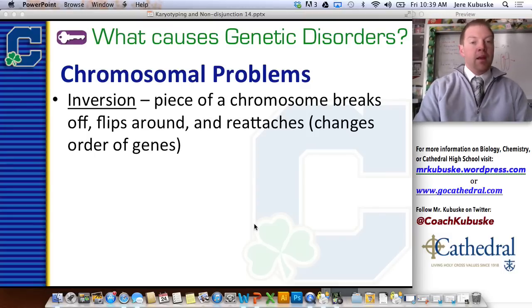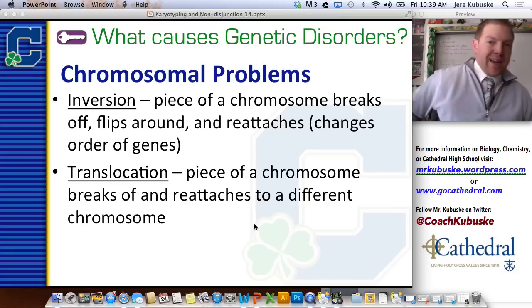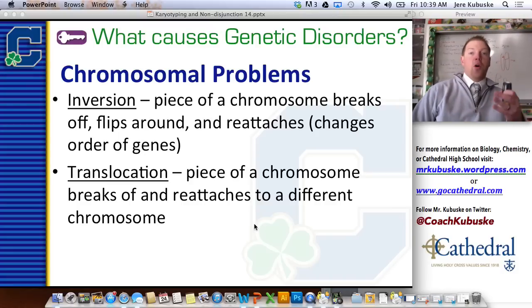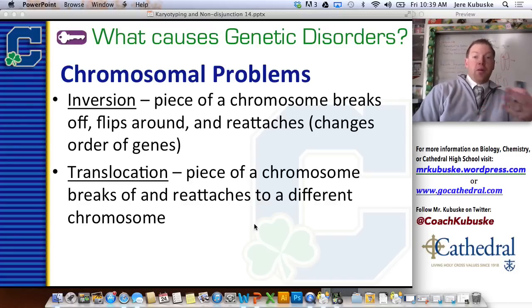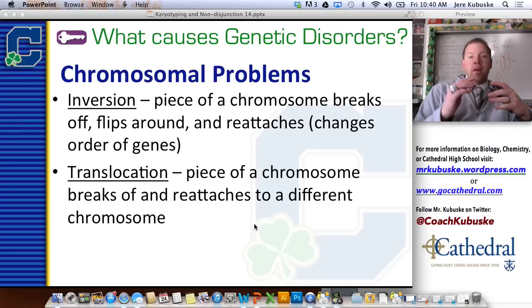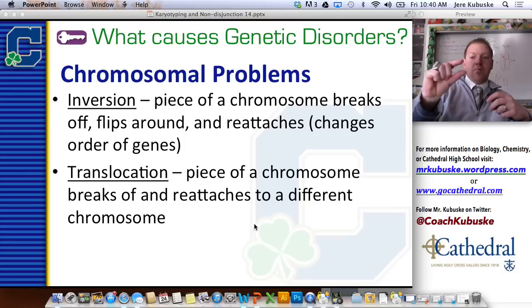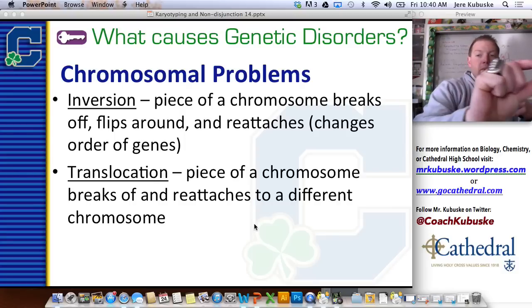Okay, inversion and translocation. This actually goes back to when we talked about DNA mutations. We talked about chromosomal mutations as opposed to point mutations. So these are the chromosomal mutations. We're kind of going back to that now. It's interesting because it kind of all ties together. But inversion is where a piece of a chromosome flips, and then translocation is when a piece breaks off and goes to another chromosome and inserts itself.